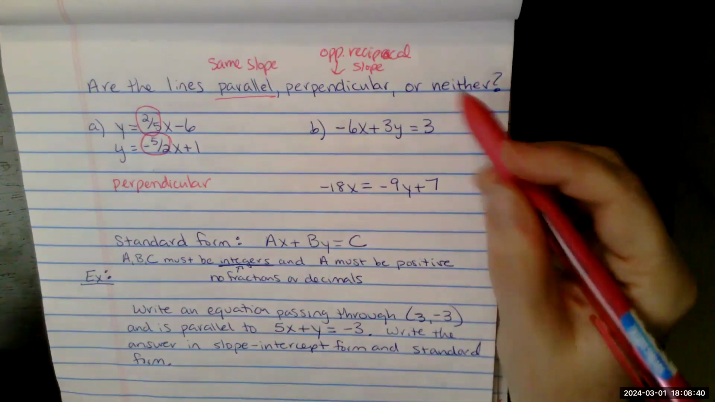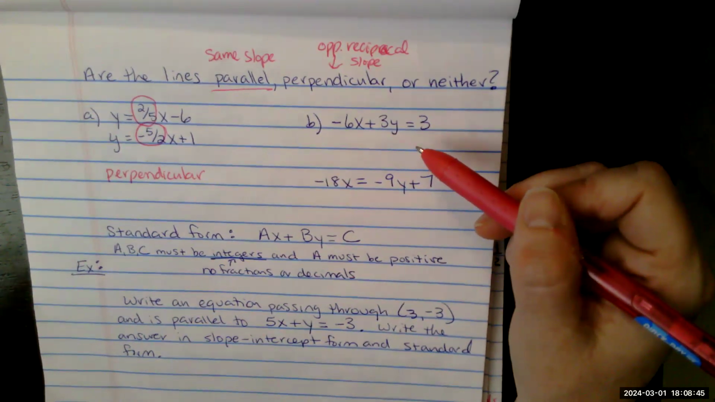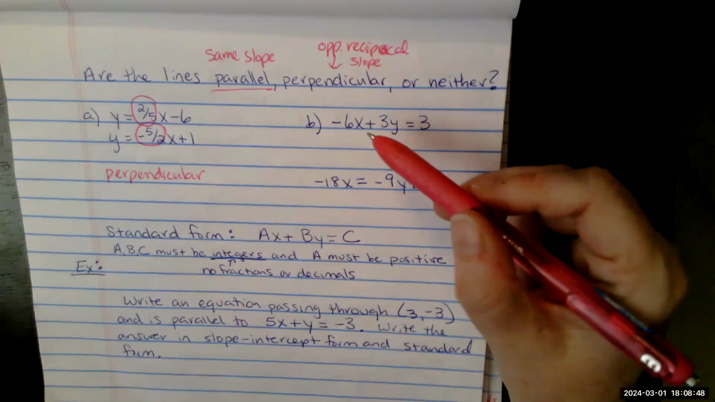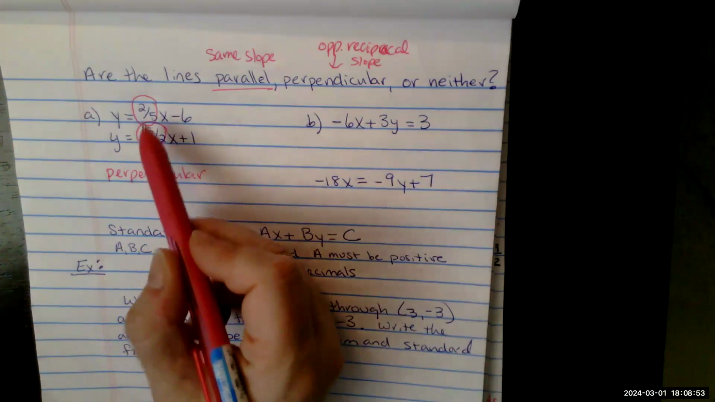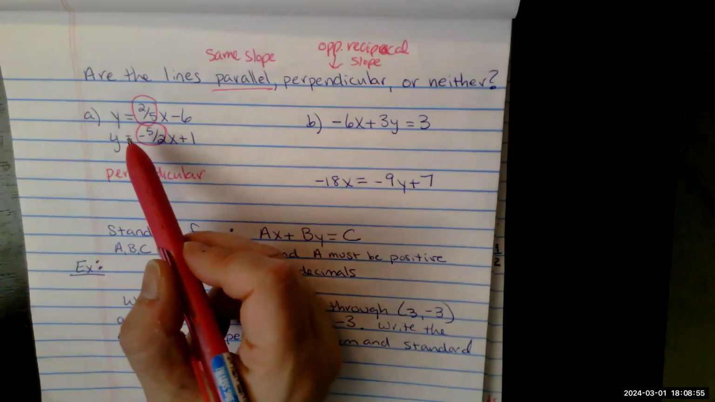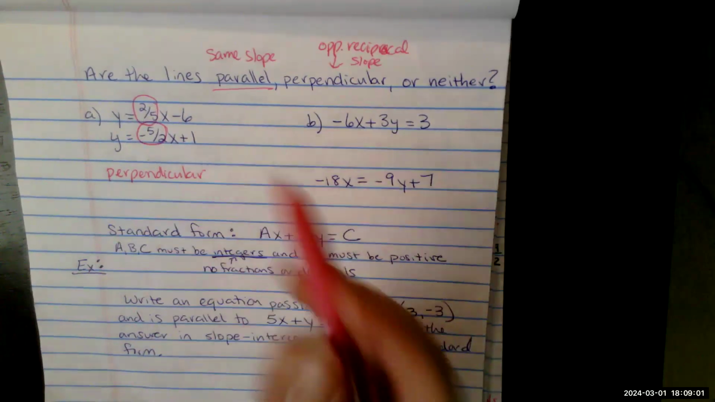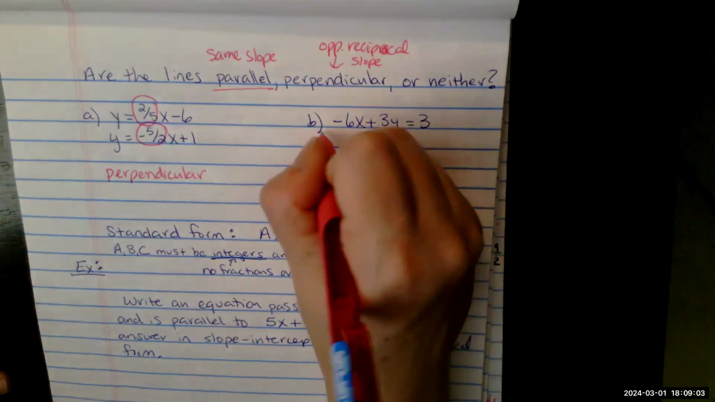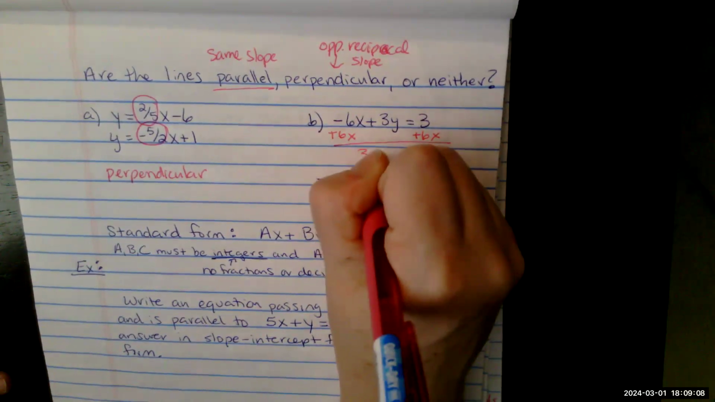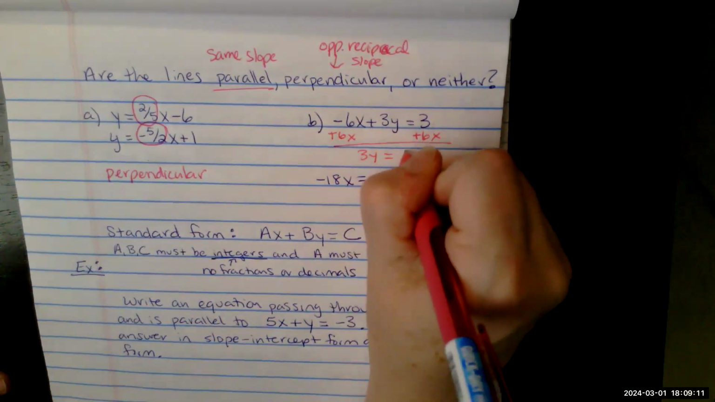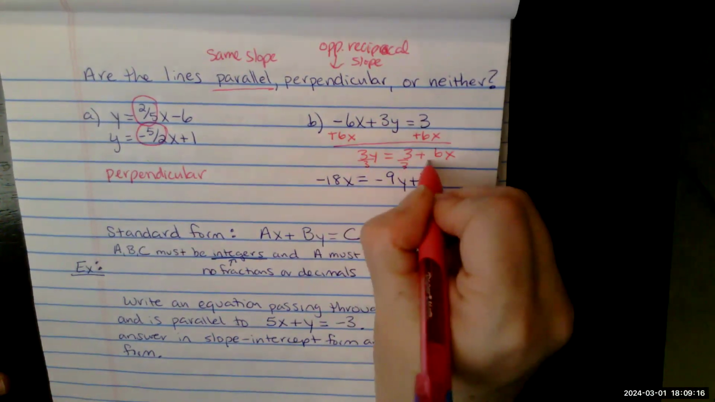Now look at the next one. There's an issue. You cannot start this problem. You cannot decide if they're parallel or perpendicular if it's not in the right form for you to easily tell the slope. These I could do right away because they're both in slope-intercept form, meaning I could clearly see the slope. So first thing I'm going to need to do for this one is get the y by itself. So 3y equals 3 plus 6x. And now I'm going to divide everything by 3.